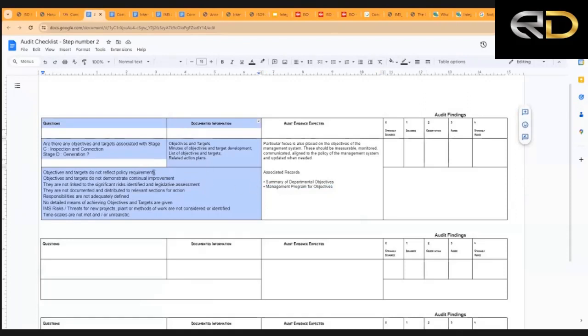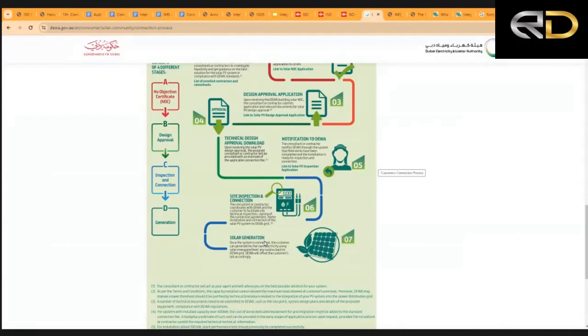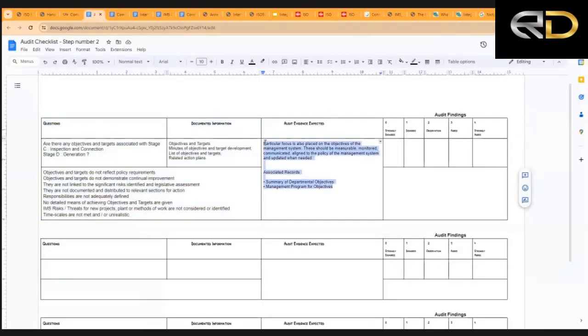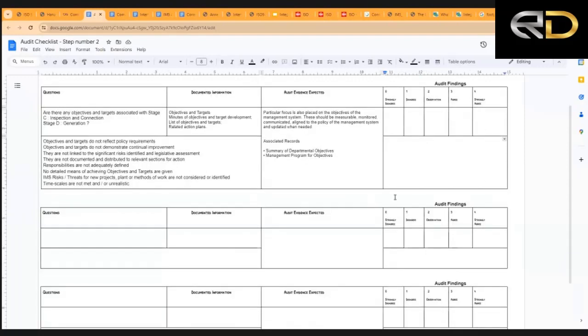I'm going to gather my audit evidence for step number 6 and step number 7, and then compare it with this audit criteria so that I can determine audit findings right here. And then that is going to be my audit findings on that stage.